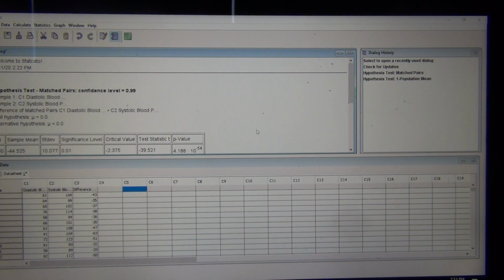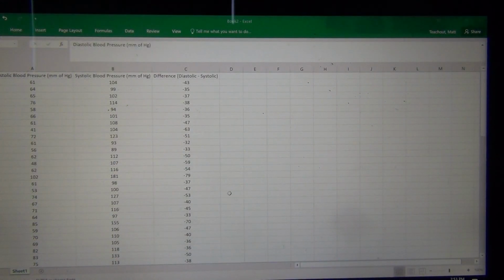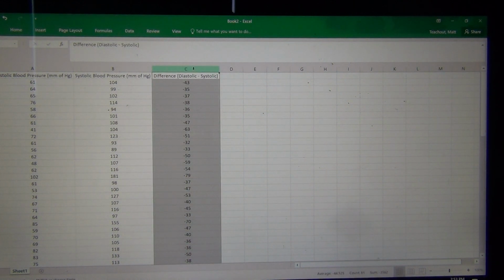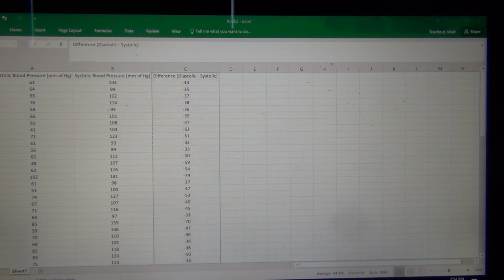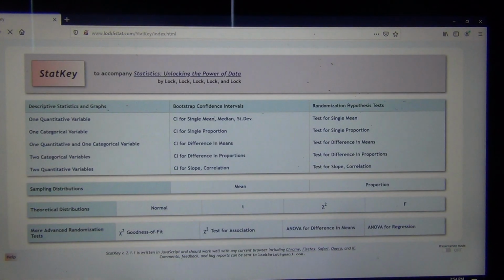Now, if I want to use this data to do a randomized simulation, I do have to use the differences. So in simulation with StatKey, if you're doing matched pair, you have to approach it as a one population mean simulation of the differences. So you need this difference column. All right, so I would go to StatKey, one randomized hypothesis test for single mean.